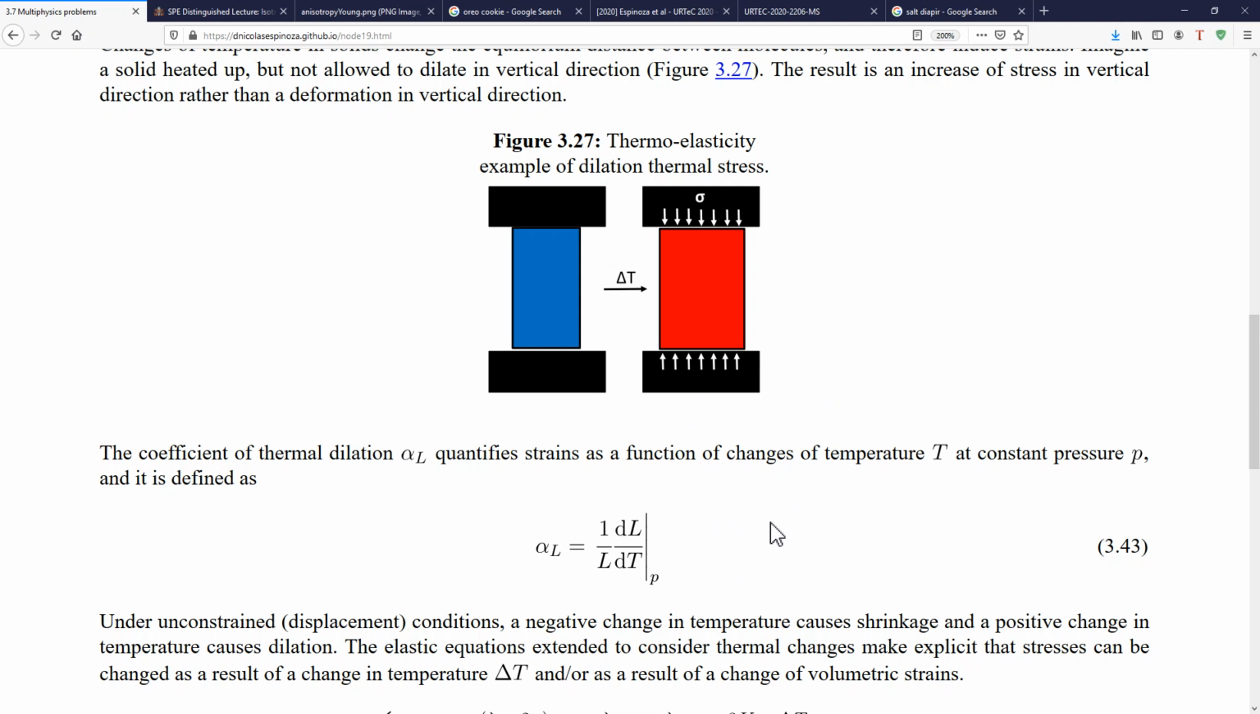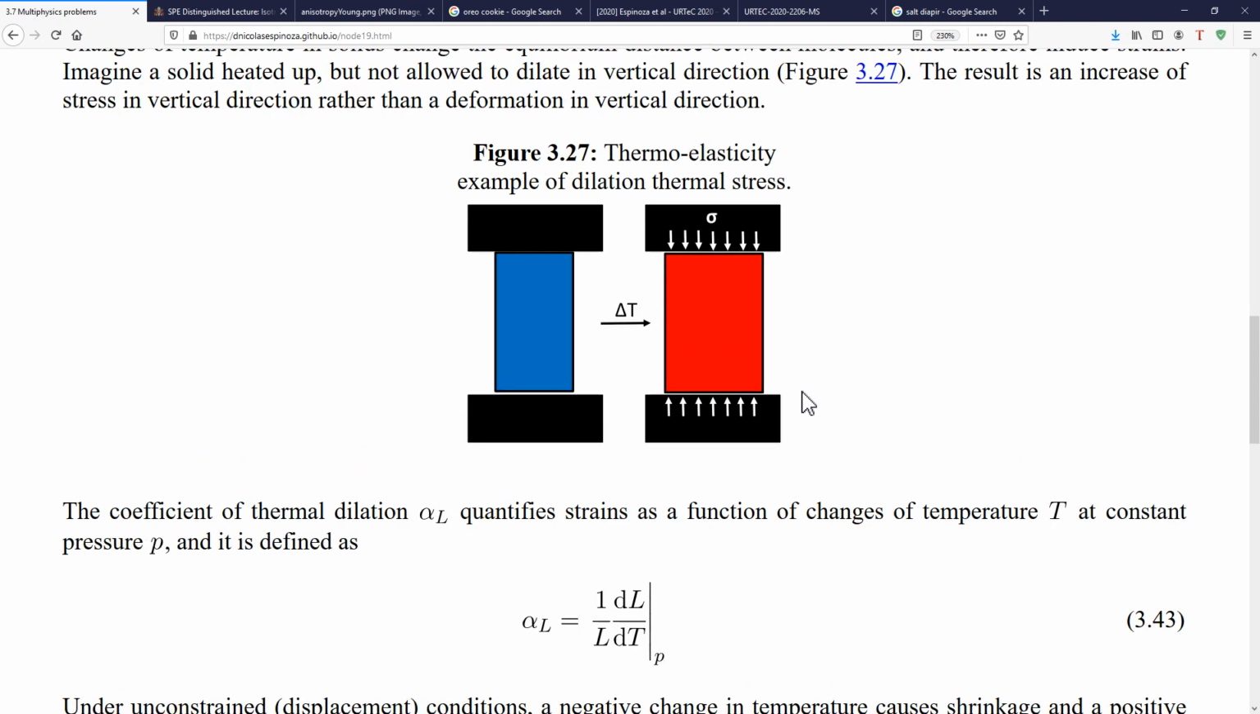I guess you're all familiar with the thermal strain. You heat up something, very likely it is going to dilate, it is going to have a positive strain, at least in geomechanics, that's going to be positive. But probably you're less familiar with the concept of a thermal stress. Well, let's see this example.